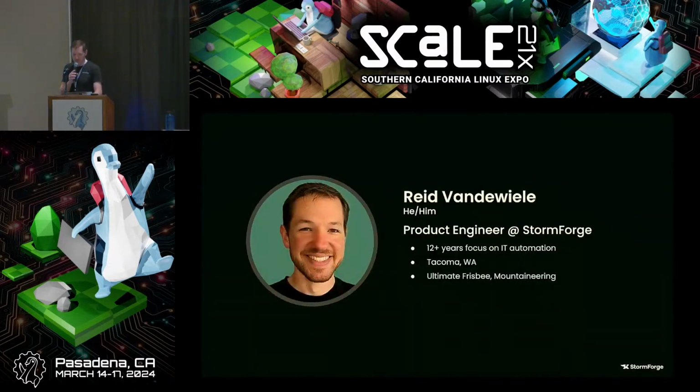A little bit about myself. My name is Reid. As was mentioned, I'm up in the Seattle-Tacoma area. I've spent about 12 years plus working primarily with IT automation problems. I've been doing Kubernetes for the last little over 2 years now. Prior to that, I mostly worked with Puppet.